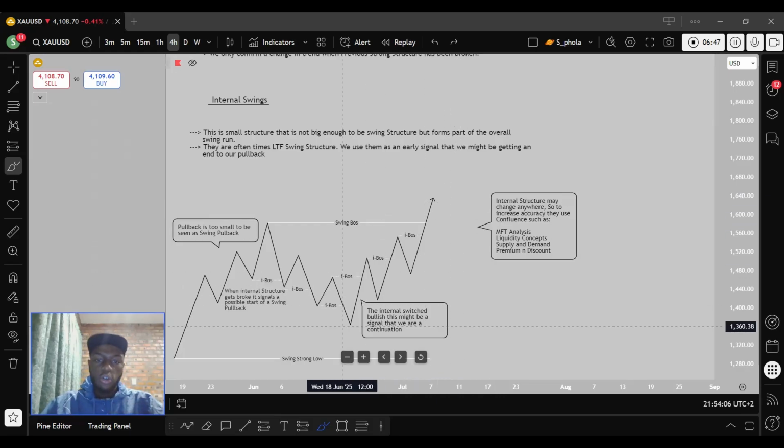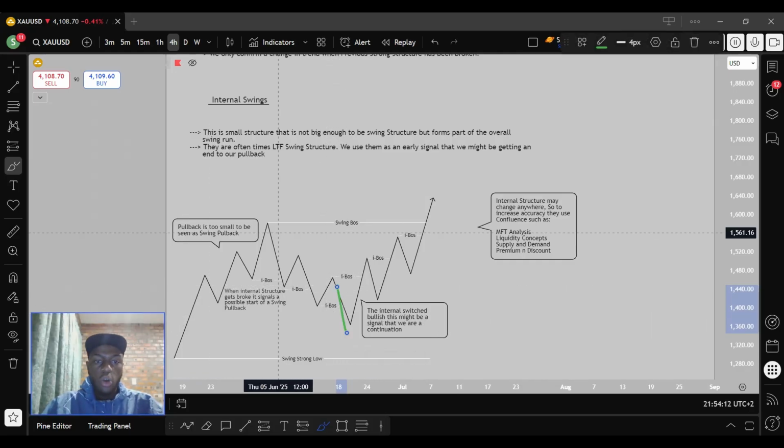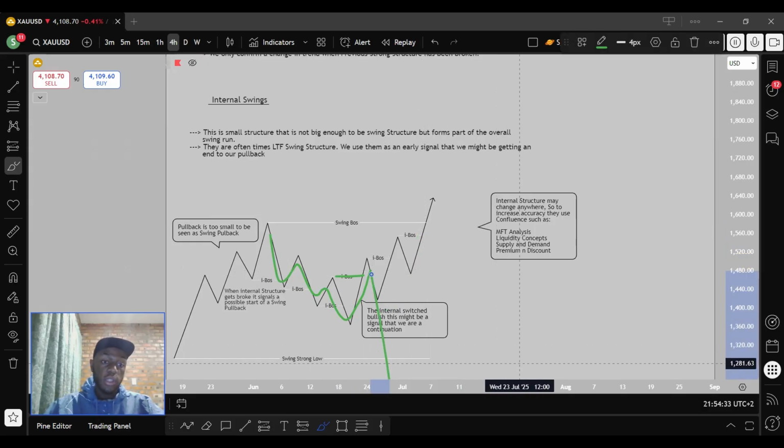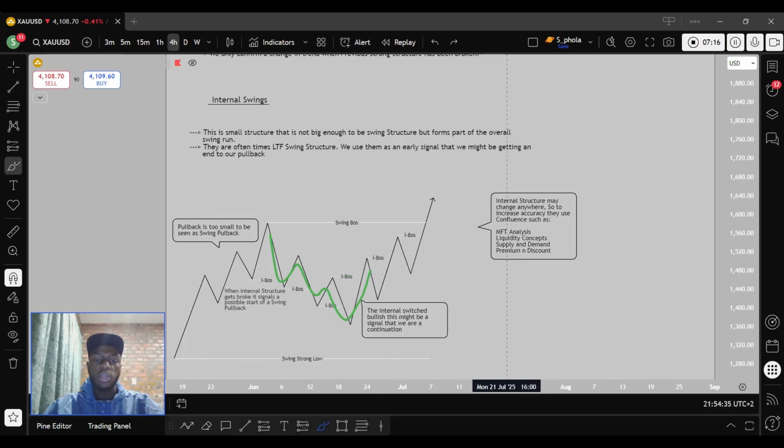So then what happened here? You use it in confluence as well, because sometimes the overall internal structure is bearish. Then it comes here, it sweeps this high. Then you're like, oh yeah, if it breaks structure like this, we're expecting a continuation, so you're looking for buys. Then it doesn't do that. It comes back, it stops you out, and it goes down. Use it in confluence with something else.